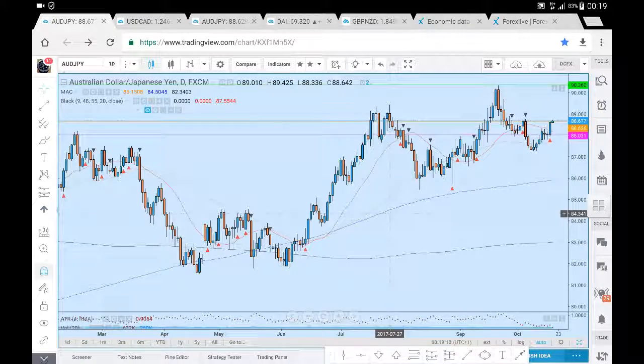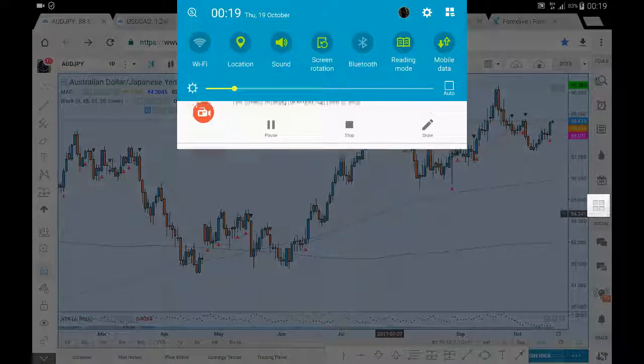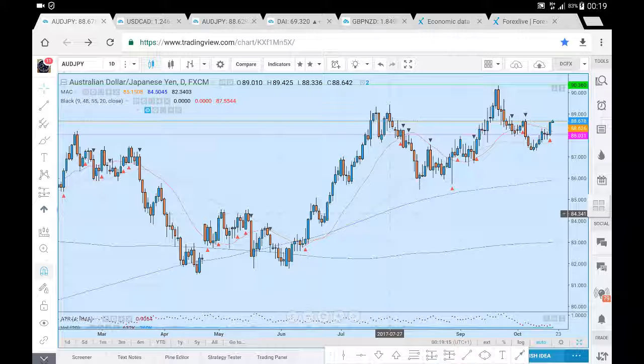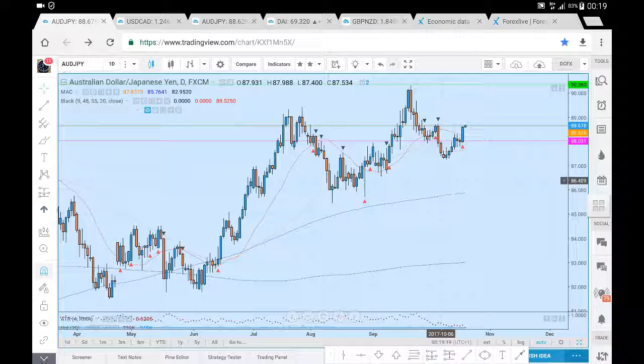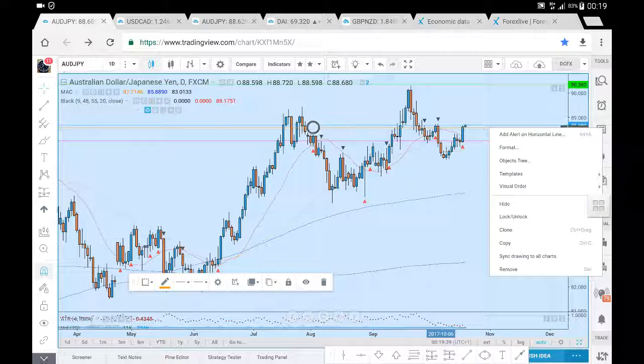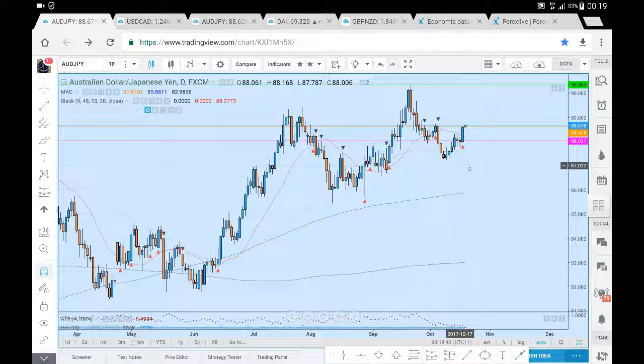So this is the AUD/JPY end of day buy analysis for Thursday 19th of October. This end of day trade has been taken on the daily time frame based on this momentum indicator, which indicates a buy signal based on these triangles. And I've just been given a red triangle which indicates a bullish move is likely to play out.